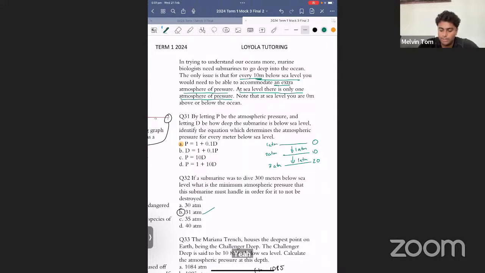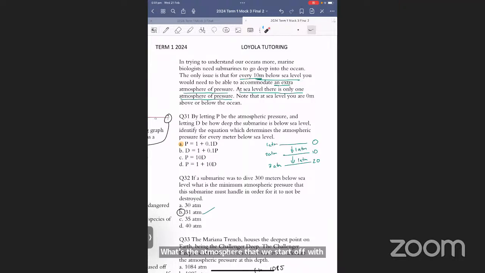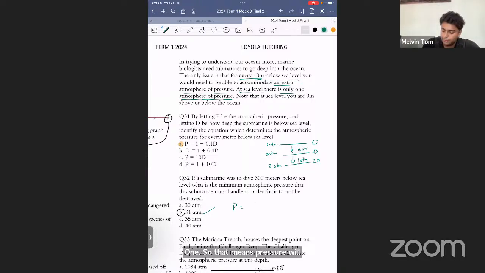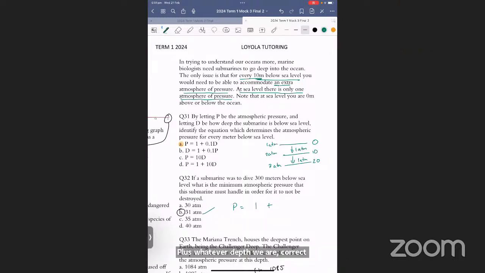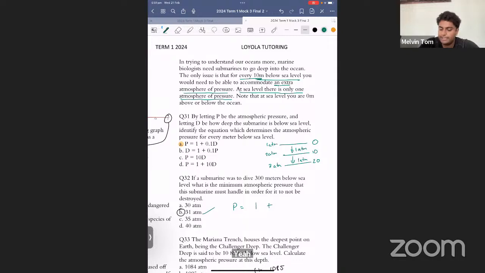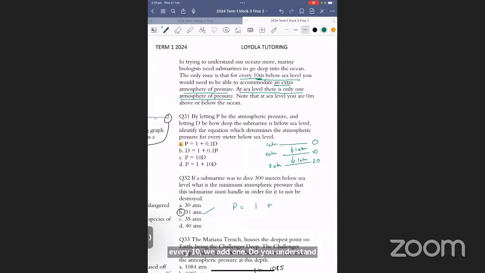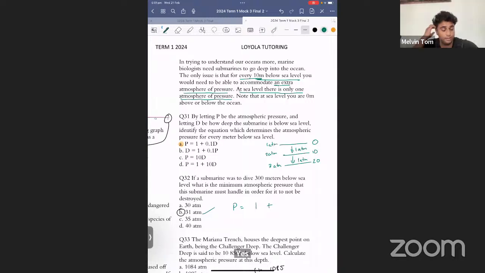So now, Sylvina, what do we start off with no matter what? What's the atmosphere that we start off with? 1. So that means pressure will always be equal to 1 plus whatever depth we are, correct? Yeah. And then what does it say? For every 10 meters, we add 1. Do you understand? Yes.